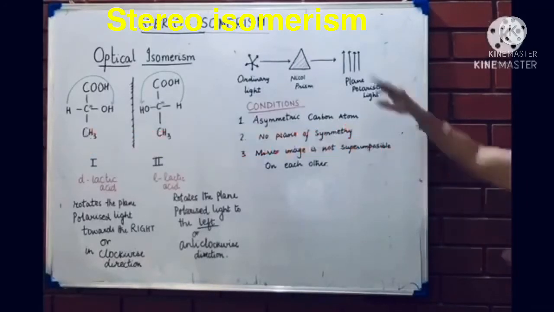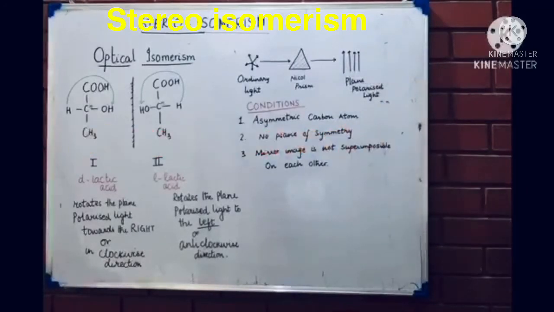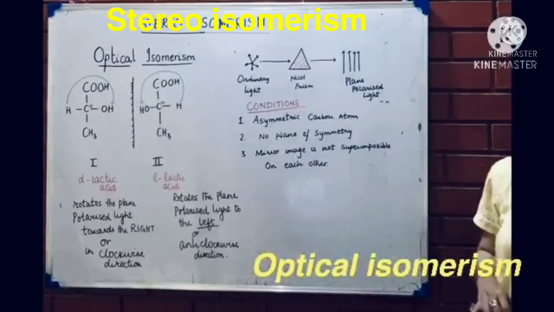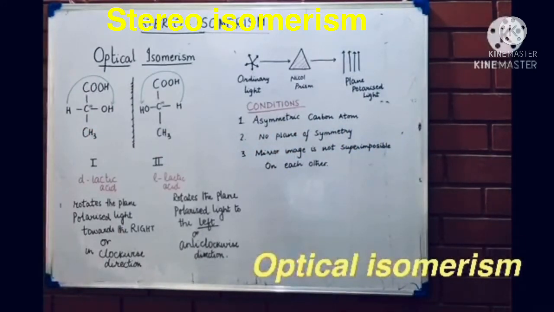Now look at the next type of isomerism, which is called stereoisomerism. As I told you, stereoisomerism is of two types. One is optical and the other is geometrical. We'll first look at optical isomerism.